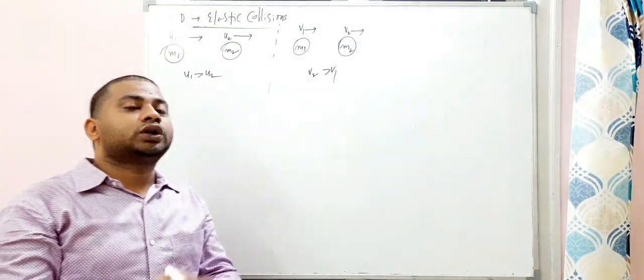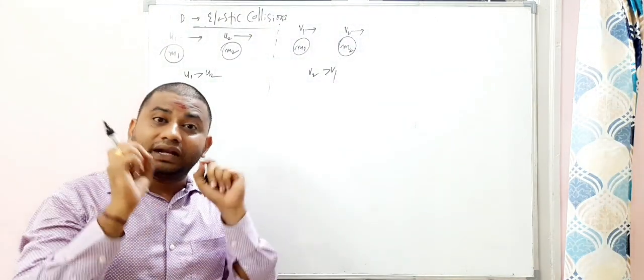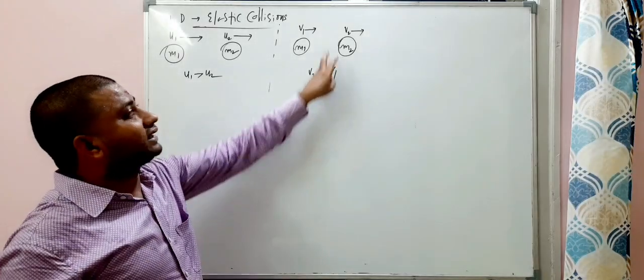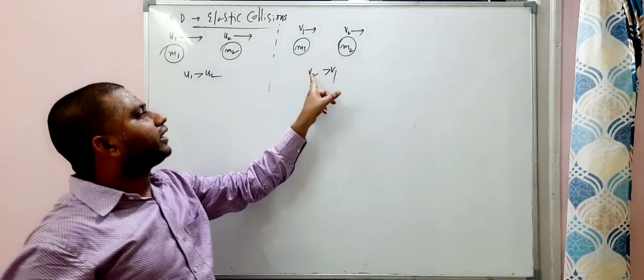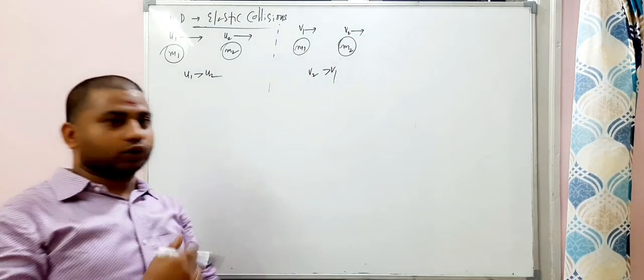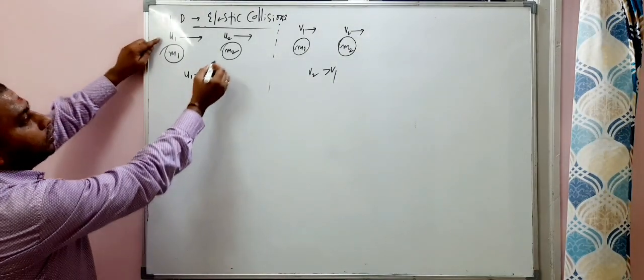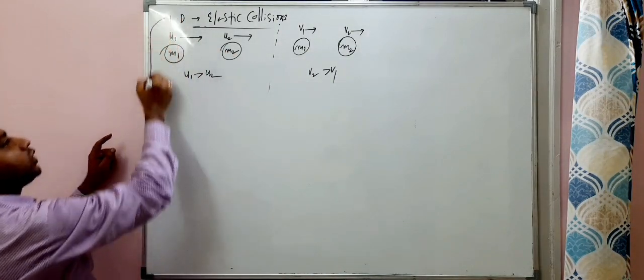Why multiple collisions? Concept is different. Multiple collisions happen if v1 is greater, so that is why we take v2 greater than v1. Okay, now coming to the point of elastic collision.